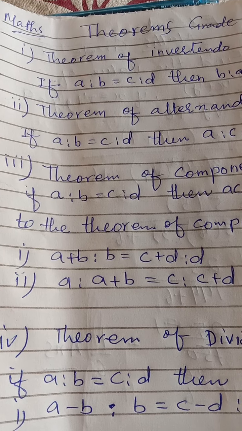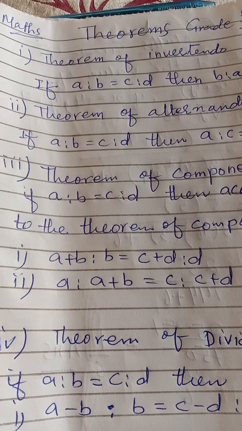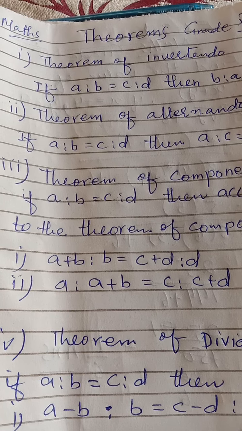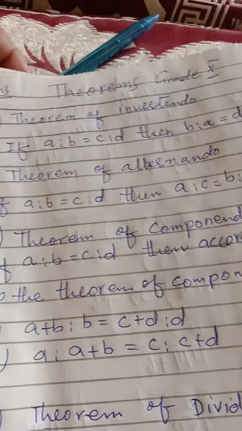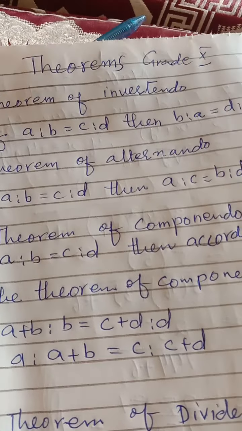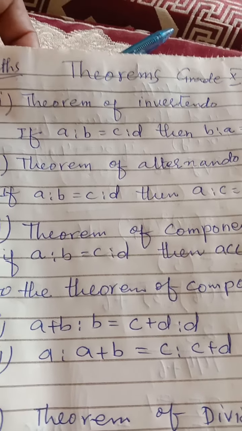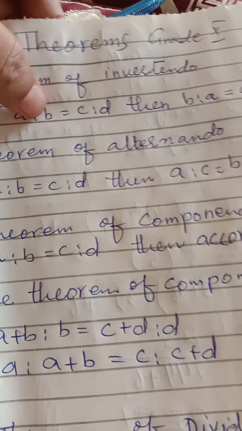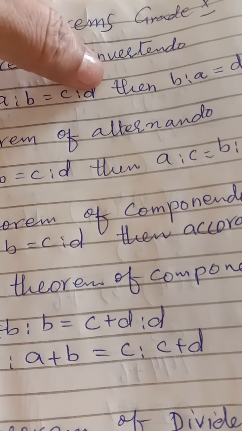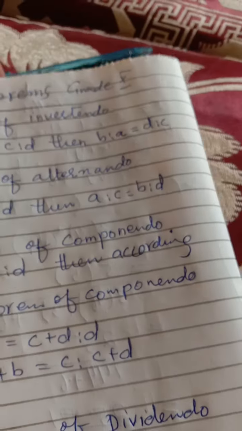We were doing in class exercise 18.4 in which we were learning theorems on proportions. So, number one theorem is the theorem of invertendo. I will repeat it, I will revise it, this theorem which we have done in class. The number one theorem is: if A is to B equals C is to D, then B is to A equals D is to C.